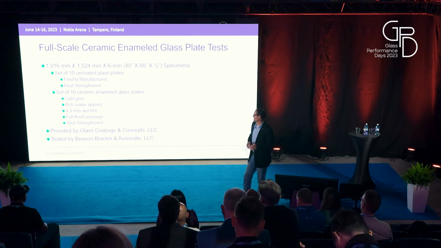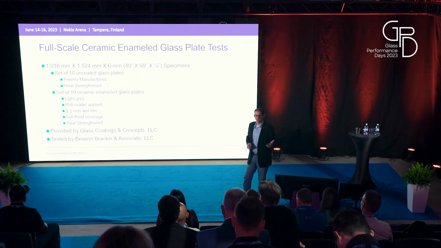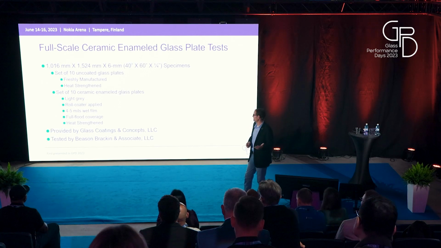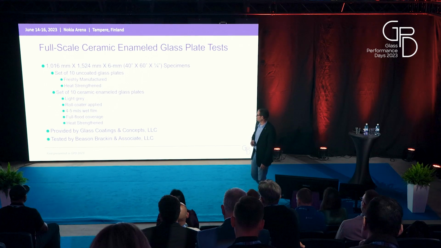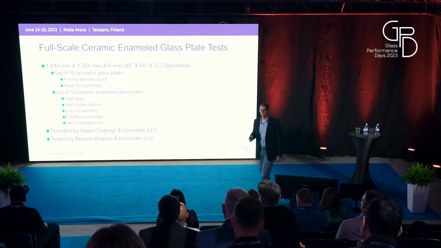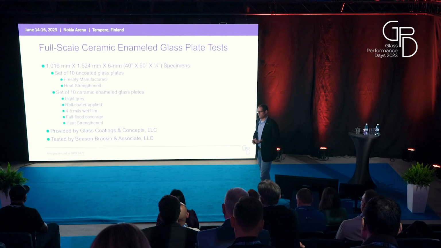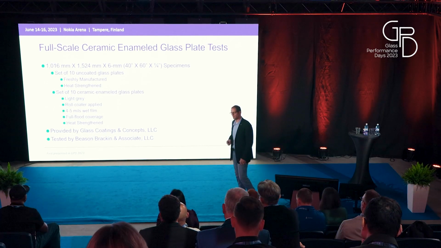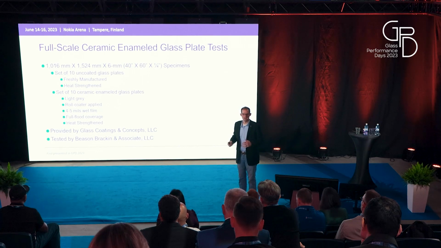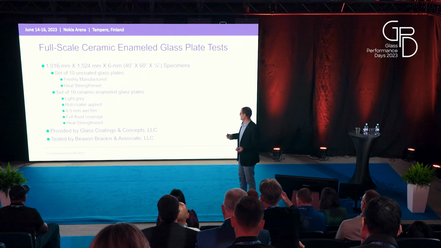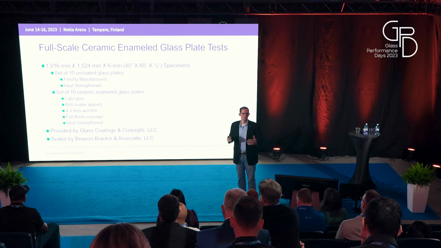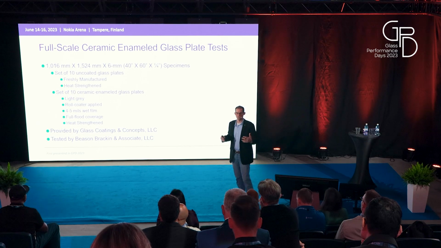10 uncoated clear glass plates, freshly manufactured. They were heat strengthened. And then we tested 10 enameled glass plates that had a light gray coating. They were roll coat applied, 4 to 5 mils of wet thickness. They were full flood. We did test some patterns and things like that. Patterns, the thickness of the coating, obviously heat strengthened versus temper, all that plays into the strength of the glass and how the frit behaves.